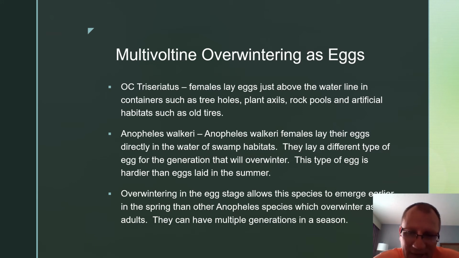Overwintering in the egg stage allows this species to emerge earlier in the spring than other species which overwinter as adults. They can have multiple generations in a season.